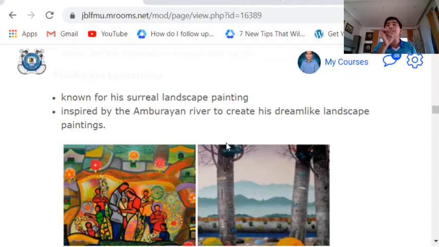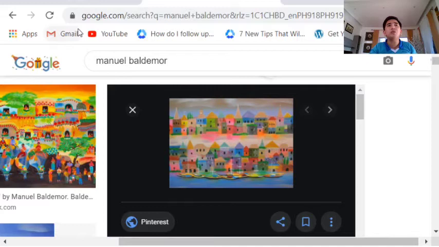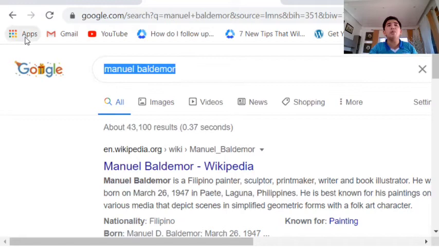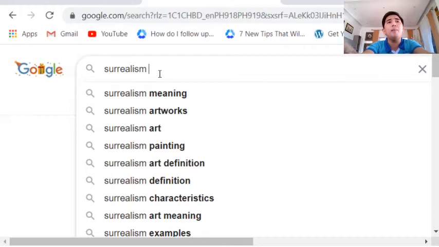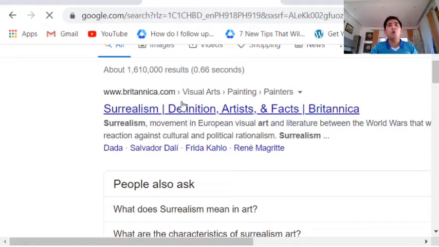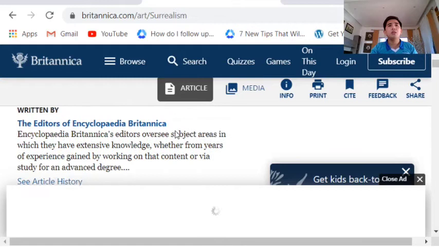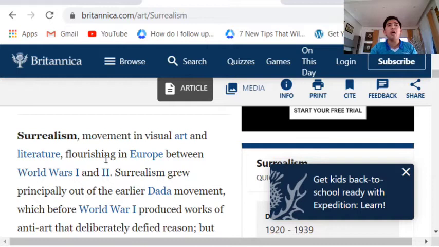Okay? So, kung anong iya nga makita, for example, research the word surreal. Just to give you the meaning of it, kung hindi nyo ko maintindihan, surrealism in painting. Definition, for example, right? So, when we read about the definition of it, we will have this kind of idea. Surrealism: movement in visual art and literature flourishing in Europe between World War I. Okay, so here.